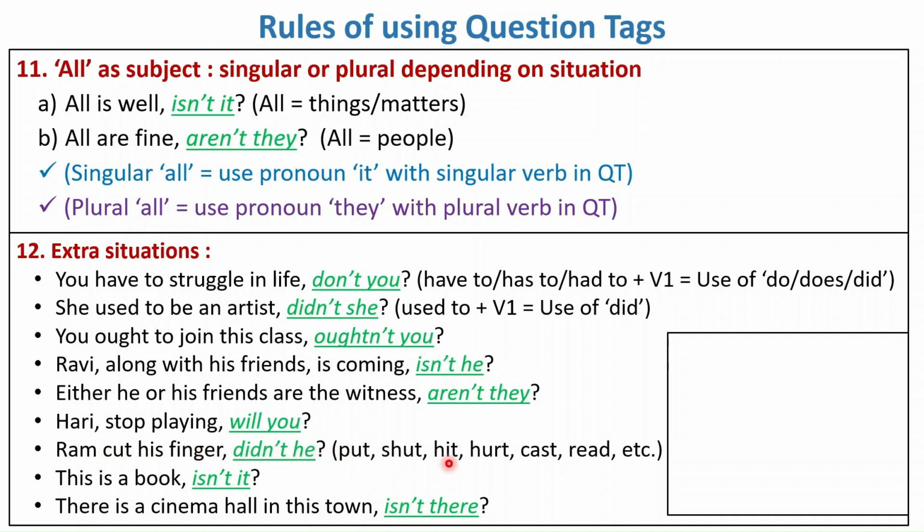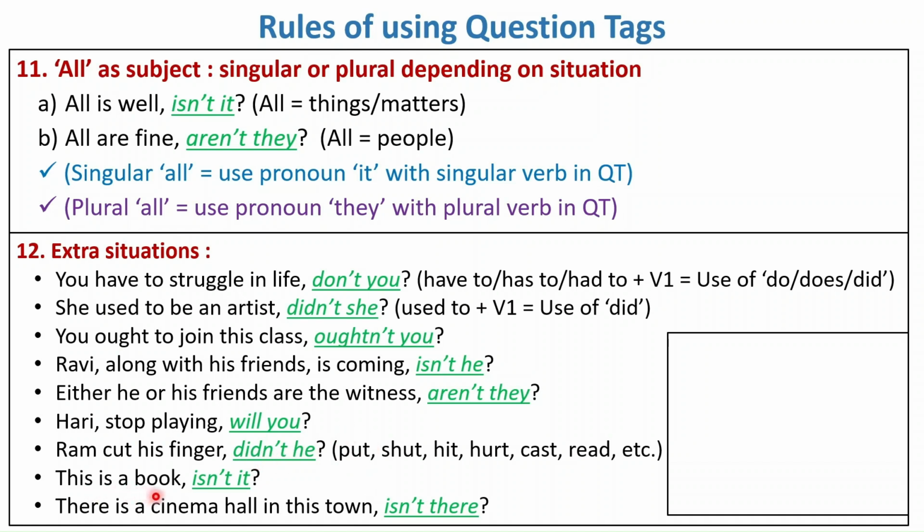Similarly, these are some verbs that have same three forms. Put, shut, hit, hurt, cast, read, read. These all verbs have same three forms. Therefore, the students should not get confused. If these verbs are used with singular subjects, then we have to understand that they are in past form. In such situation, we should make use of did.